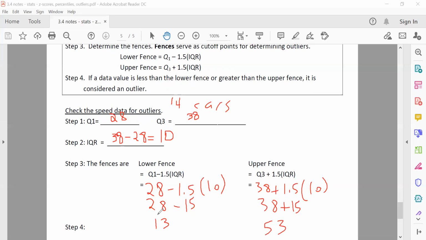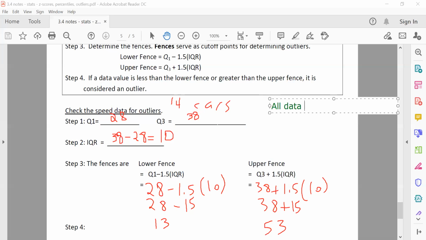And now, these fences tell you, if a data value is inside the fences, if it's somewhere between 13 and 53, if it happens to be equal to one of the fences, that's fine. It's still going to be a valid value.